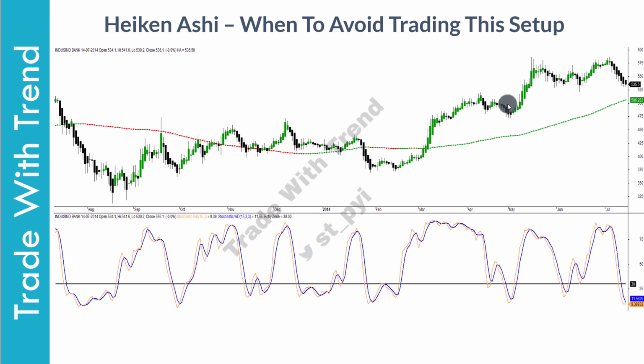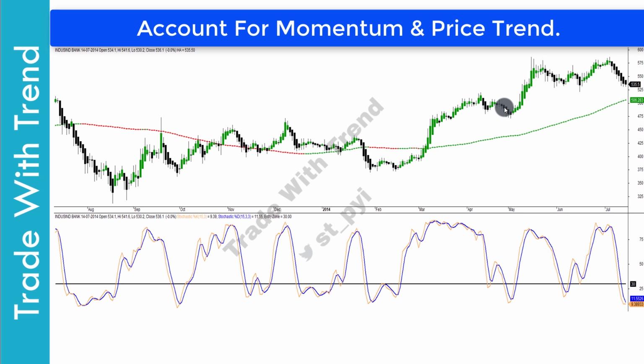Now in this region of the chart, I will be open to taking long trades as the pullback has happened on the back of narrow range candles and stochastic is clearly below the 30 mark. Before deciding on taking a trade, always account for momentum in the form of wide range candles and account for price trend. This way, you will ensure that you're on the right side of the trend at all times.